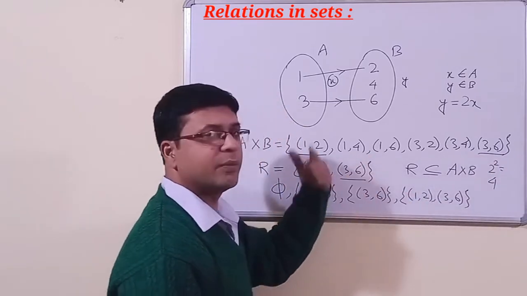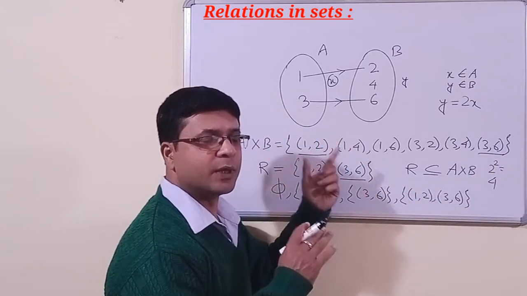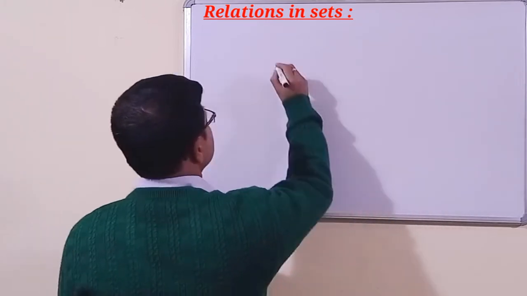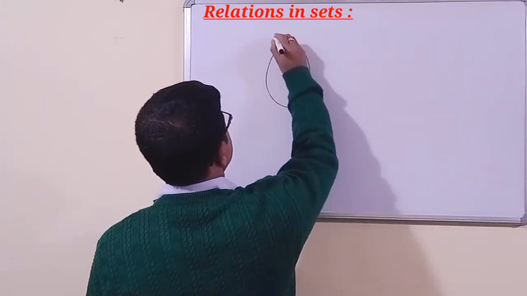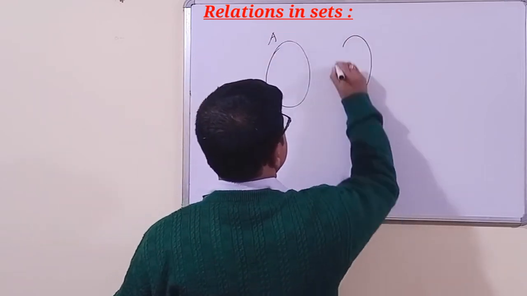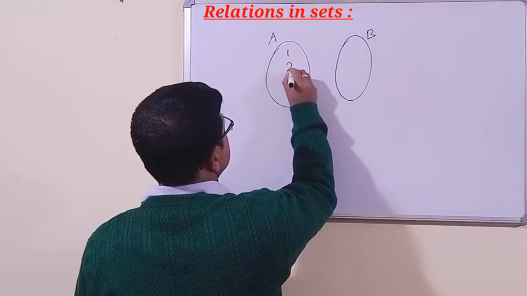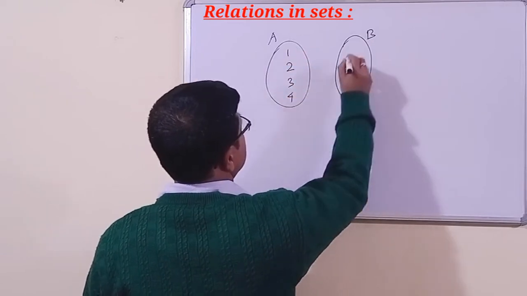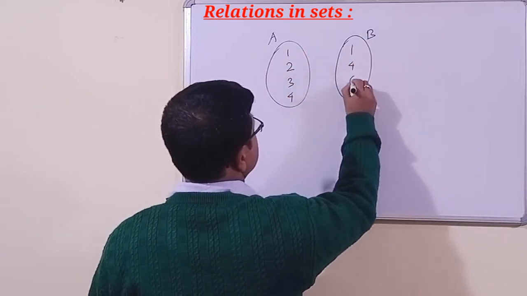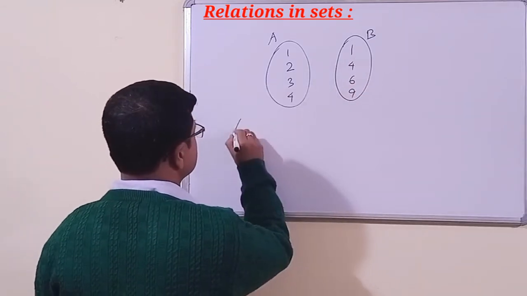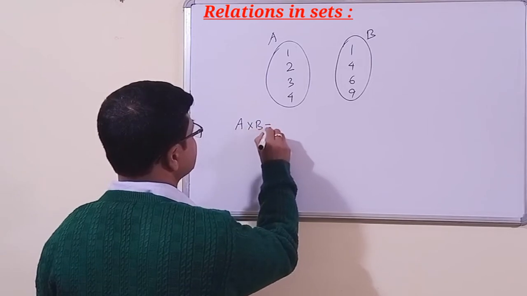Now let us take one more example to make it more clear. Dear students, let us take two sets again. This is set A, this is set B. The elements are, suppose, 1 2 3 4 in A and 1 4 6 9 in B.